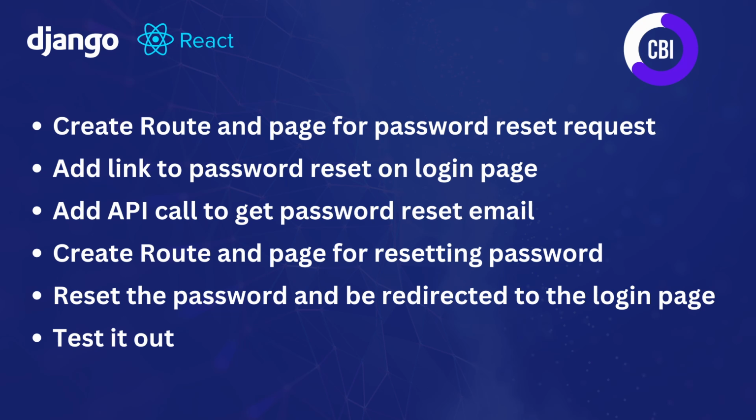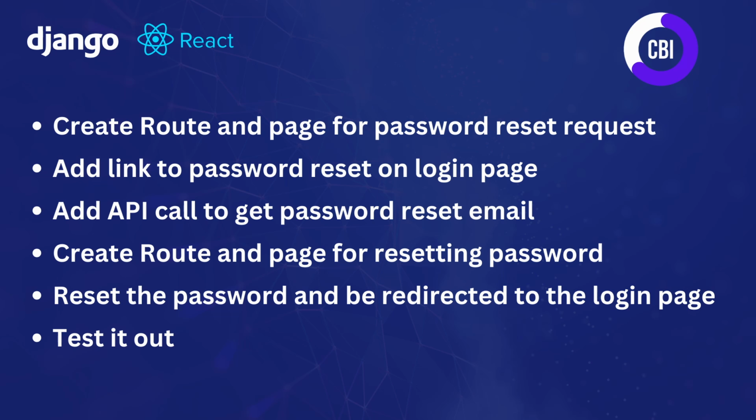And to do that, we're going to be following 6 main steps. First, we're going to create the route and the page for making password reset requests so that it's all set up inside of our frontend. Next, we're going to be adding a link to our login page to make sure that users can find the password reset inside of our application. Then we are going to make some changes to the password reset page, and we're going to add an API call that, based on the email input, is going to send the email to the user.